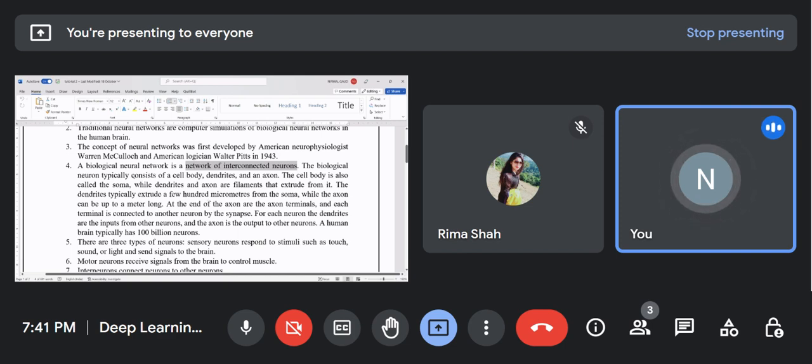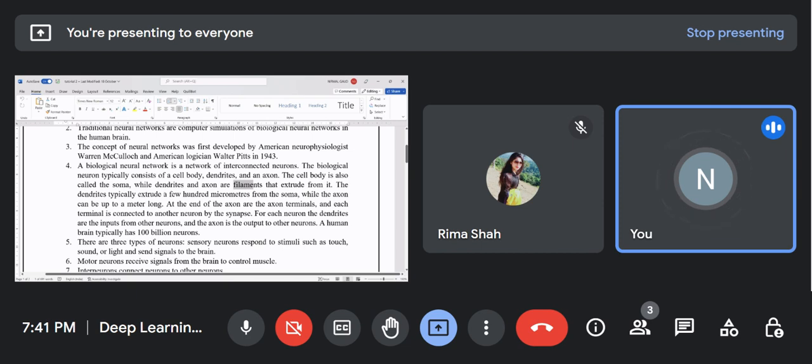Here the biological neuron consists of a cell body, dendrites, and axon. That means we have three components here. The cell body is also called the soma, while dendrites and axon are filaments that extrude from it, which are coming out of the cell body. So from the soma we have dendrites and axon coming out. These are the filaments.